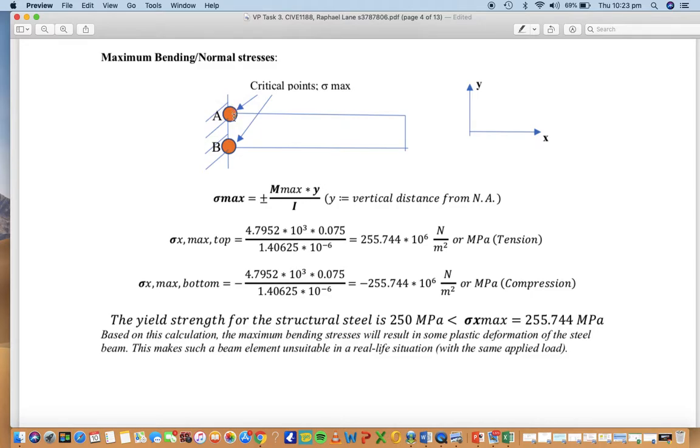Identified the critical points for the normal stress, which is evaluated through this formula.